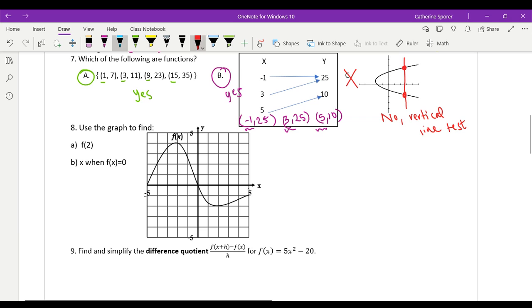So we also did some function evaluating from graphs. So if you look at this graph of this function, if we wanted to find f of 2, that means look where x is 2. So look at where x is 2 on the graph, and we want to see what y is at that point. So x is 2 right here. So if we go to the graph, that's the point 2, -2 on the graph. So that means that when x is 2, y is -2. Okay, so f of 2 is -2.